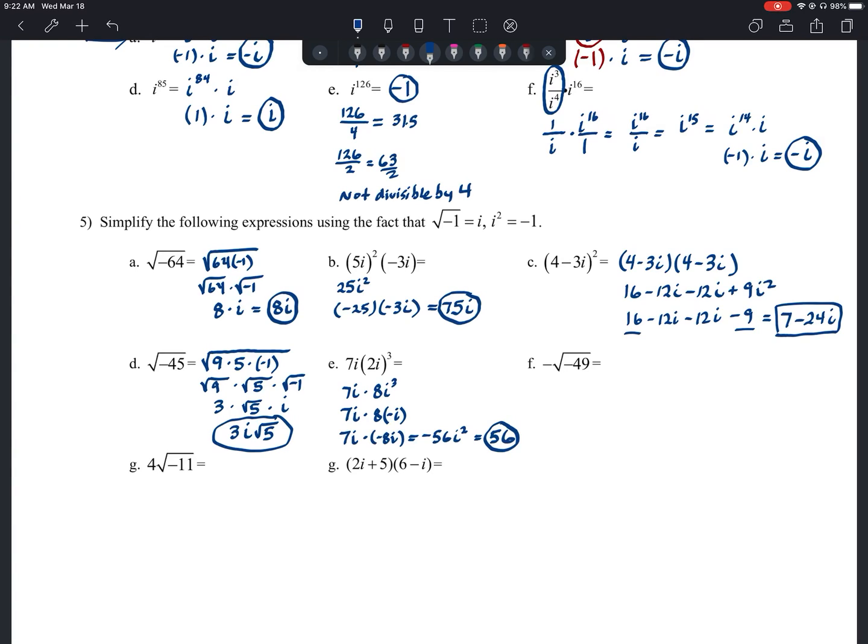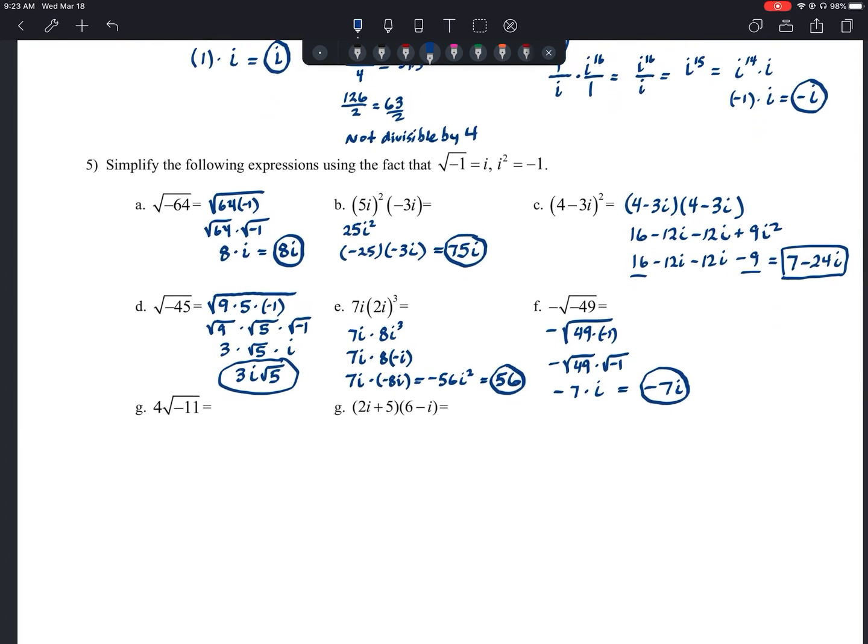F, we have a negative square root of negative 49. So remember, this negative is going to come into play, but we're looking at the square root of 49 times negative 1, which then means we've got the opposite of the square root of 49 times the square root of negative 1, which should give us a negative 7 times i, which would be negative 7i.